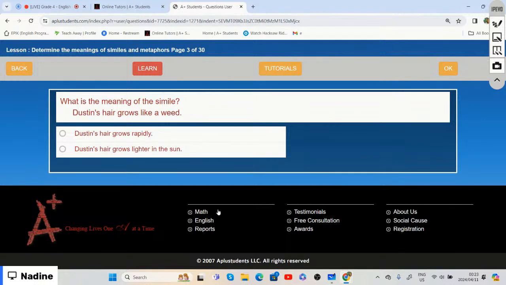All right. So it says Dustin's hair grows like weed. Does it mean Dustin's hair grows rapidly or his hair grows lighter in the sun? Does it grow rapidly or it doesn't grow much in the sun? All right, then if we choose the simile, we can say, is it Dustin's hair grows rapidly or Dustin's hair grows light in the sun? We can go with rapidly.